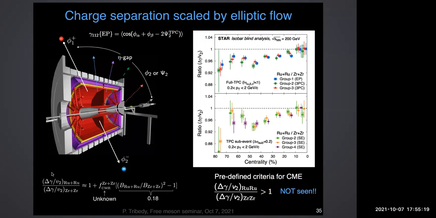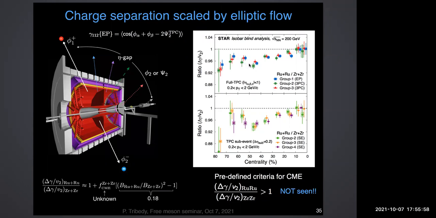So note that what we are looking for is this ratio I told you before, delta gamma, the difference in charge separation opposite minus same, over V2, in ruthenium over zirconium ratio. We know that if there is CME, it has to be greater than 1. Look at the data, the ratio of delta gamma over V2, 2 panels as a function of centrality. The top panel is where I told you there is no gap between the particles and the plane. And in the lower panel, there is a gap between the charge carrying particles and the plane. So that's the difference, upper and lower.